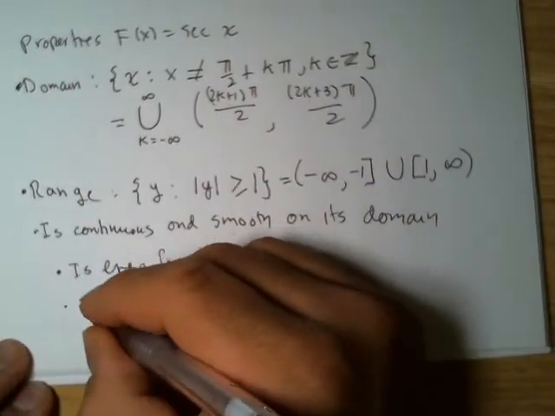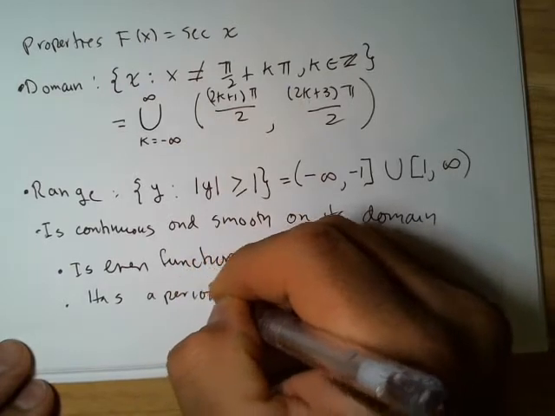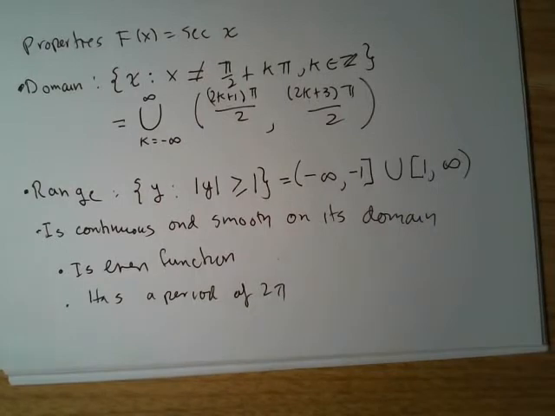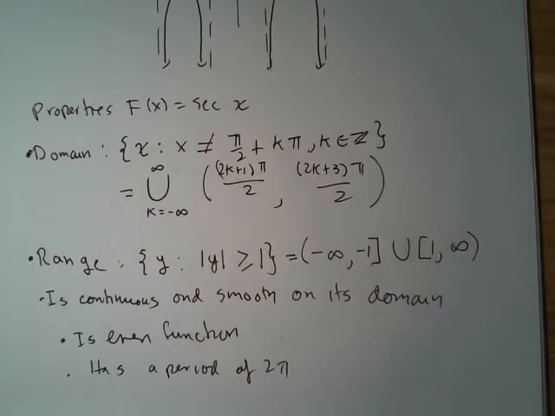And has a period of 2 pi, much like its reciprocal function 1 over cosine x. All right, so those are the properties of the secant, the parent function, the most basic function, without changing anything of it. So the parent function has these properties.